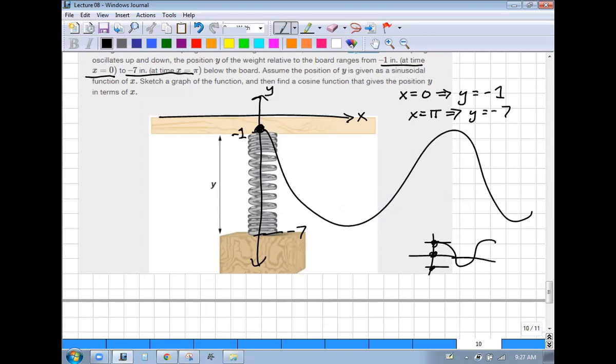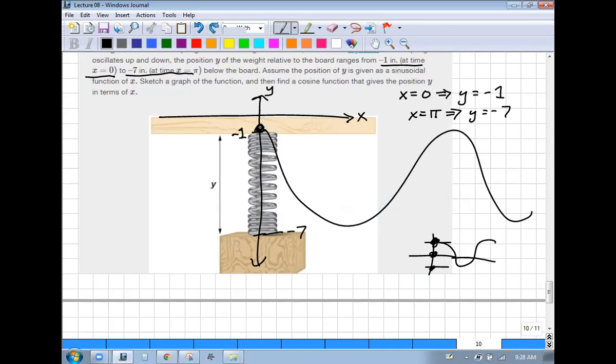Remember, sine and cosine are the same thing. There's just one shifted version of the other. So in order to avoid having to do a shift, you want to pay attention to how you pick sine or cosine, and that's whether it starts off at a maximum or a minimum or starts off in the middle.